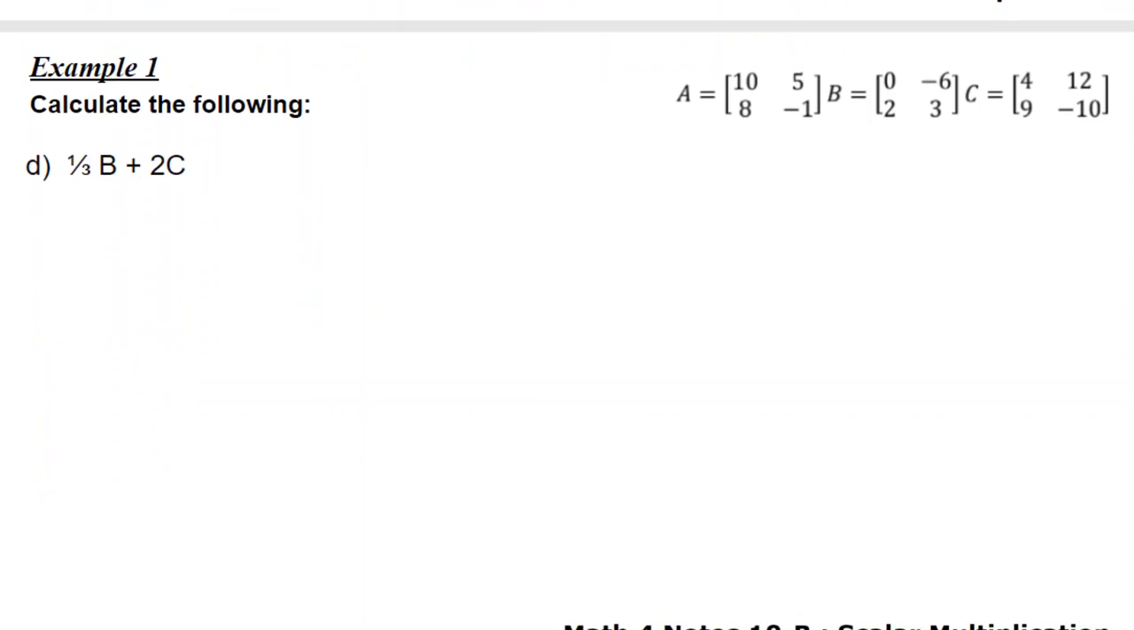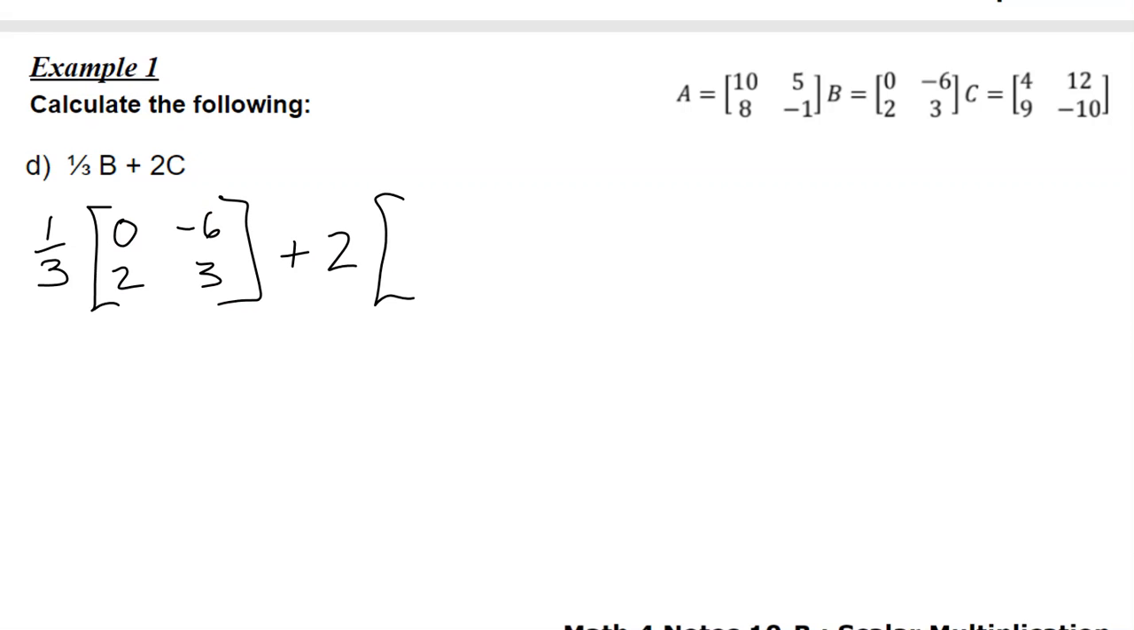All right, yeah, we had to put fractions into it, didn't we? All right, let's start with spelling this stuff out. 0 and -6 and 2 and 3. 2 times c. Now we can go ahead and do both at the same time. 1/3 times 0 is still 0. 1/3 of -6 is -2. 1/3 of 2 is 2/3. And then 1/3 of 3 is 1.